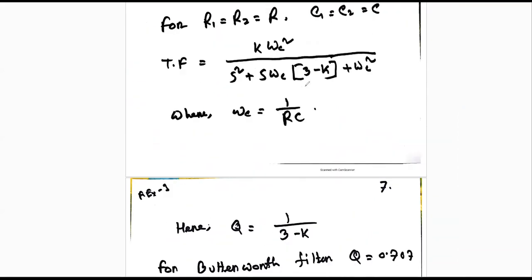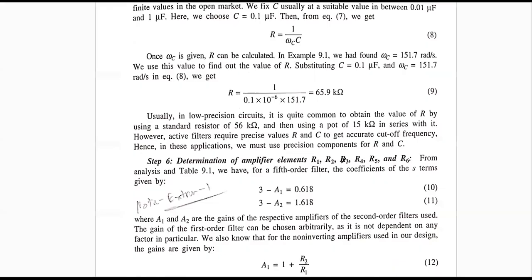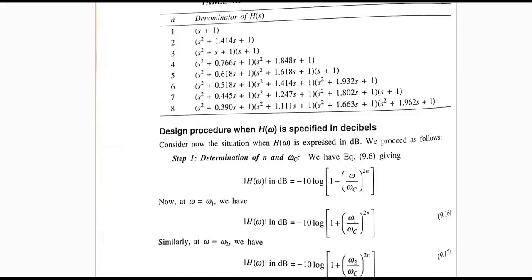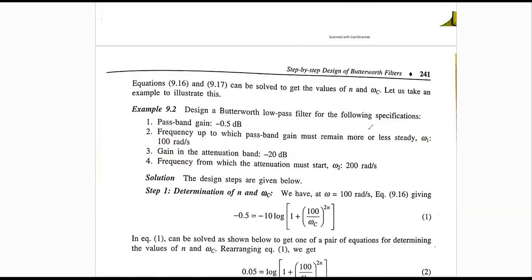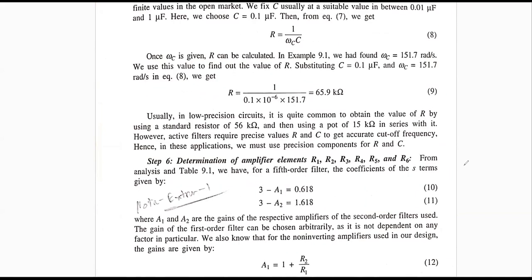Here, this is 3 minus K. 3 minus K is equal to, what is the number there? In the case of the fifth order filter, the second order part gives that value equal to 0.618. So that's why this is 0.618. This is for the second order filter.